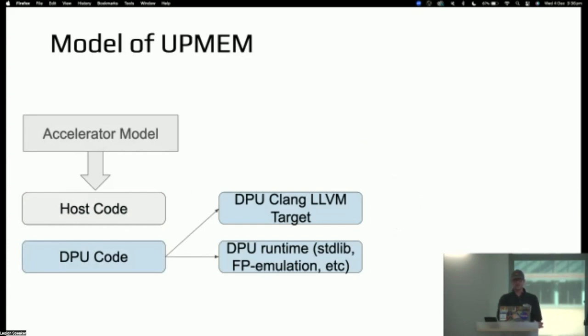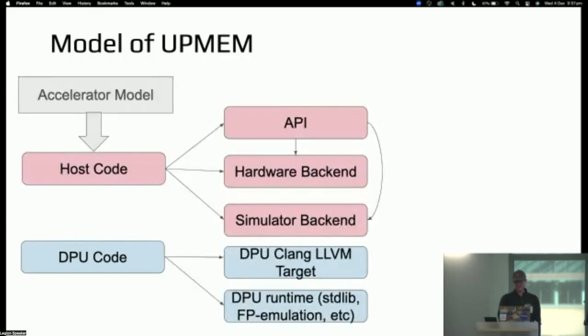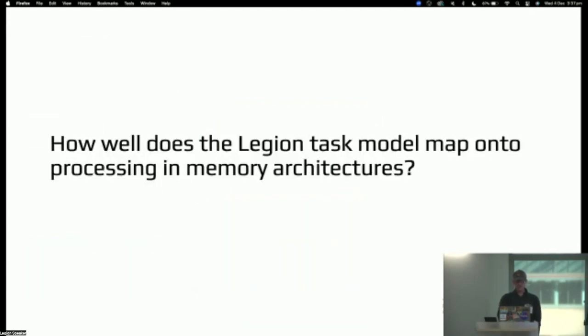They have floating point emulation, but there are also other related works to speed that up, because integer floating point emulation is not fast. People have looked at interpolation techniques, lookup tables, and that kind of thing in order to speed up floating point computation, because integer emulation is not fast. So putting that all together, you have the API that will invoke the DPU code, and then it will run on the various backends.